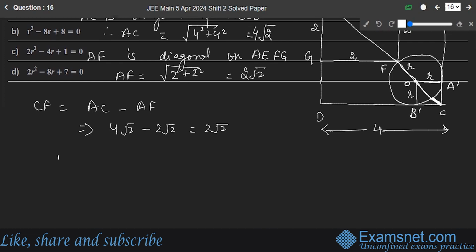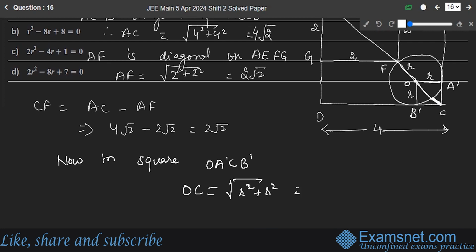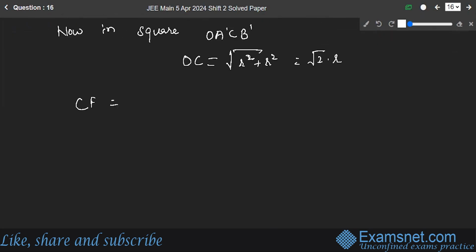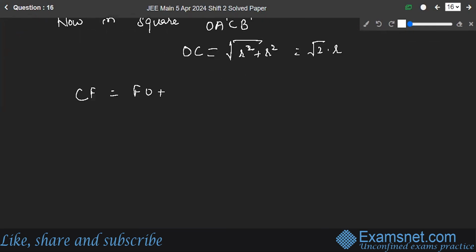Let's consider the square O, A dash, C, B dash. You will have OC as root of R square plus R square. That will be equal to root 2 into R, right? And so that means what is your CF now? CF will be equal to FO plus OC, and FO was R. OC we just calculated, it is R root 2.